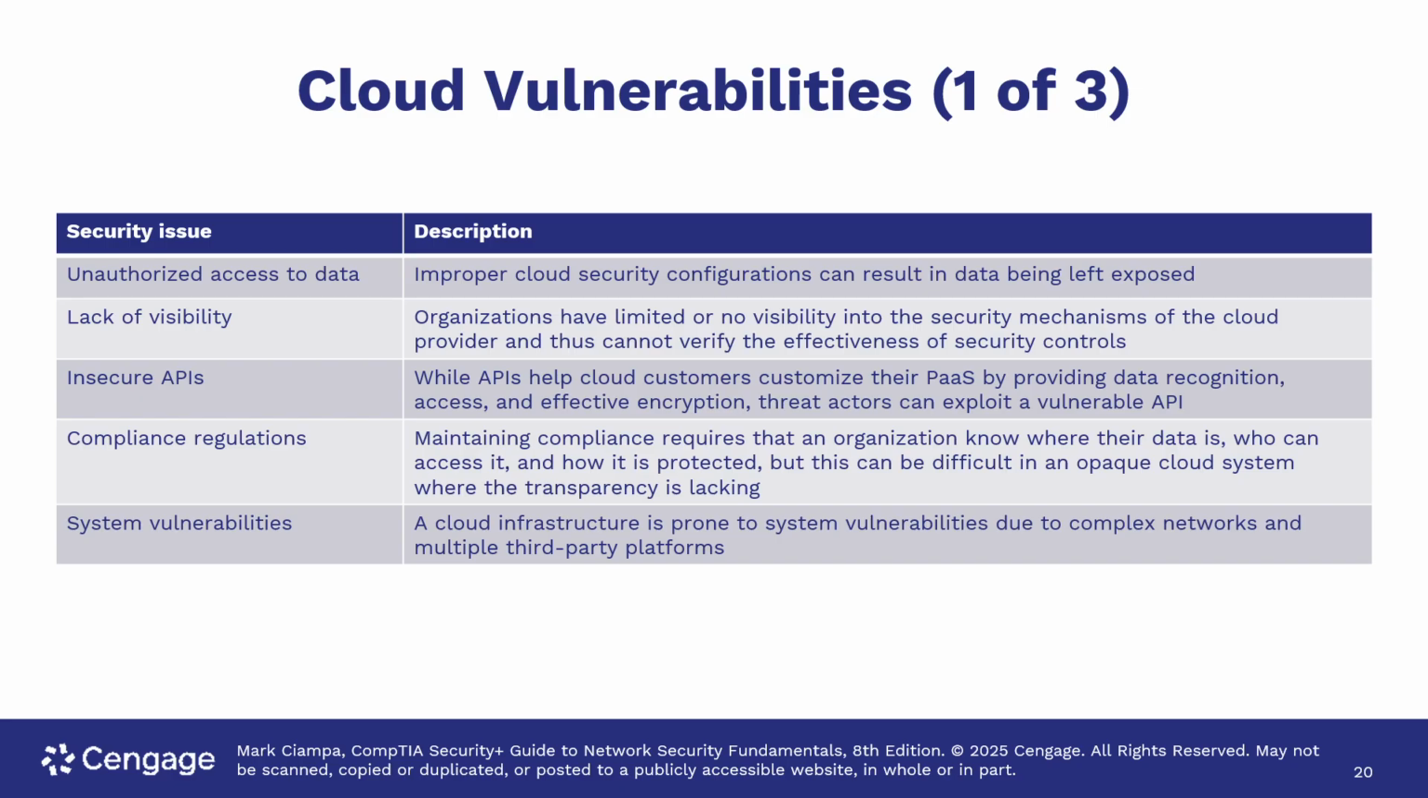And compliance regulations: maintaining compliance requires that an organization know where their data is, who can access it, and how it's protected. But this can be difficult in an opaque cloud system where transparency is lacking. And the system vulnerabilities: that's where a cloud infrastructure is prone to system vulnerabilities due to complex networks and multiple third-party platforms.